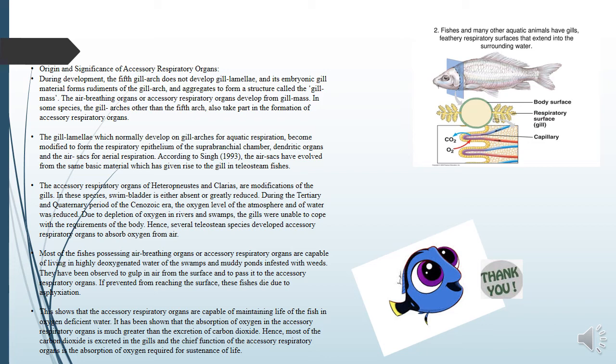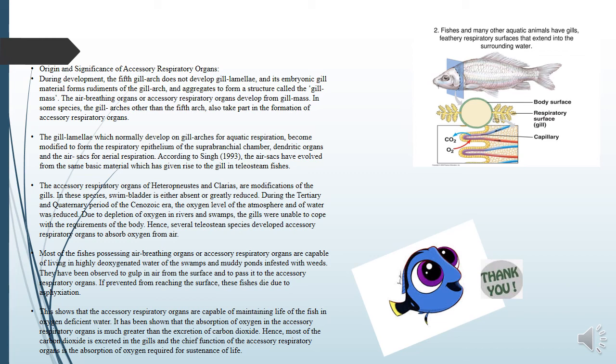Most of the fishes possessing air breathing organs or accessory respiratory organs are capable of living in highly deoxygenated water of the swamps and muddy ponds infested with weeds. They have been observed to gulp in air from the surface and to pass it to the accessory respiratory organs. If prevented from reaching the surface, these fishes die due to asphyxiation. This shows that the accessory respiratory organs are capable of maintaining life of the fish in oxygen deficient water.